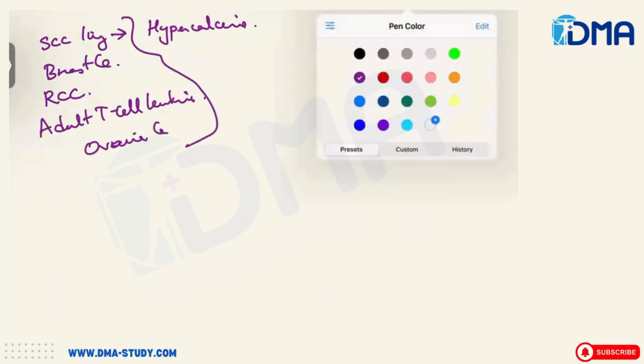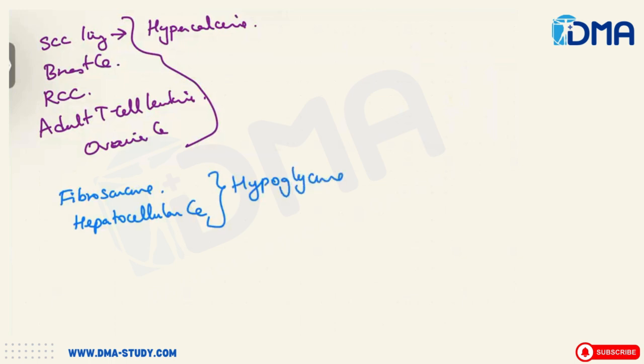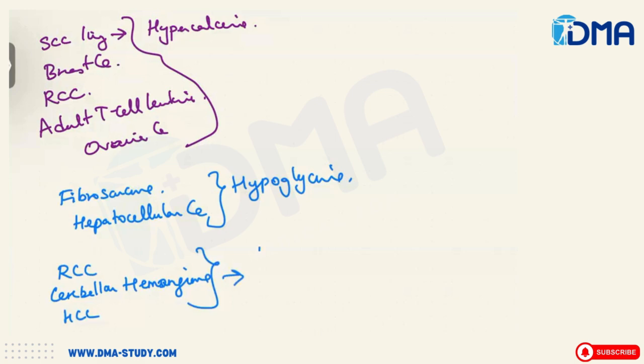Then coming to hypocalcemia, it is caused by fibrosarcoma, mesenchymal sarcomas, and hepatocellular sarcoma. Hepatocellular carcinoma leads to frequent hypoglycemia. Then renal cell carcinoma, cerebellar hemangioma, hepatocellular carcinoma lead to the thickening of the blood. So remember it as polycythemia vera; it will cause thickening of the blood.